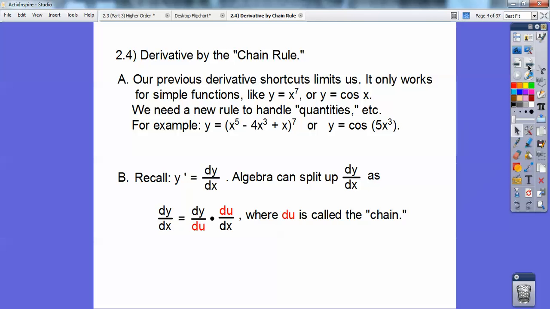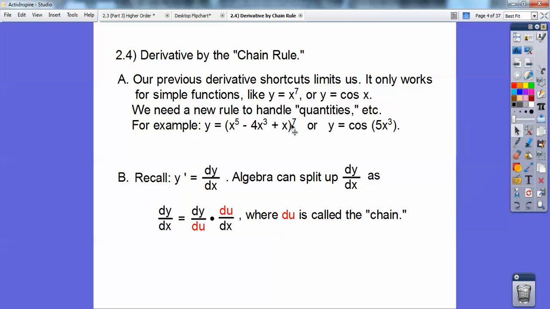So recall that the derivative of y is dy dx. This says the derivative of y with respect to x. Again, I'll say it again: the derivative of y with respect to x. So if I took the derivative of this y, it's with respect to this x right here.